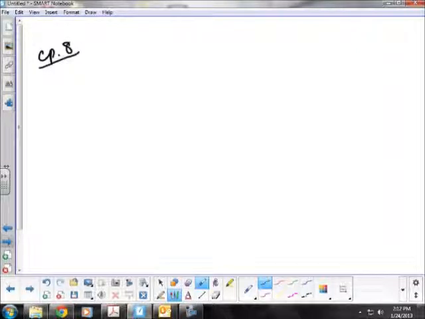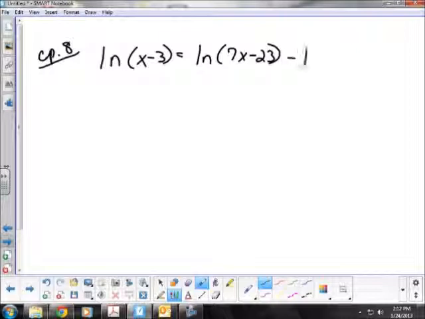Checkpoint 8 is ln of x minus 3 is equal to the ln of 7x minus 23 minus the ln of x plus 1. So now I've got 3 ln's. And I've got ln's on both sides of the equation.